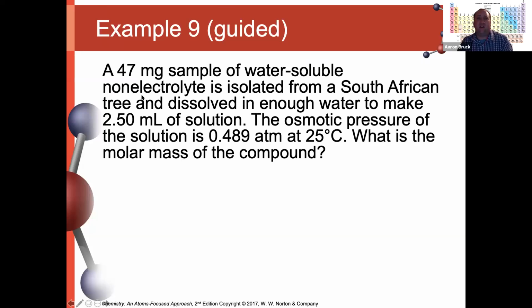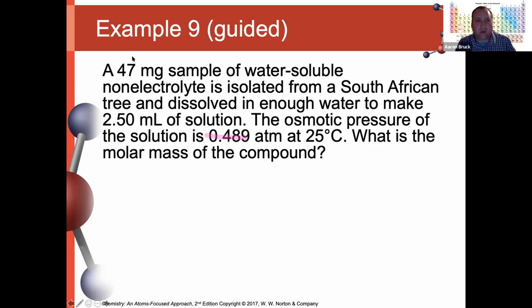In this example, I have a 47 milligram sample of a water-soluble non-electrolyte, and it's dissolved in enough water to make 2.5 milliliters of solution. So again, look at this. Small sample, small amount of solution. And yet, the osmotic pressure we measure is 0.489 atmospheres. So that small amount of solution generated nearly half of an atmosphere of pressure. The question is, what is the molar mass of the compound?